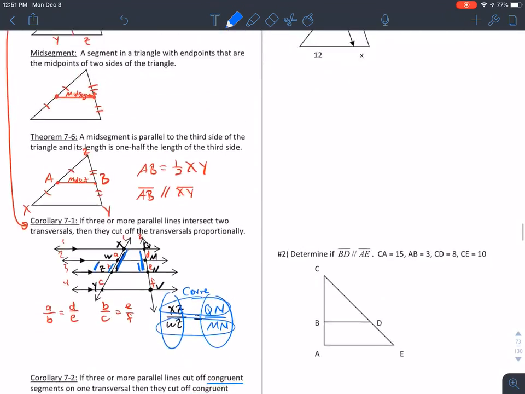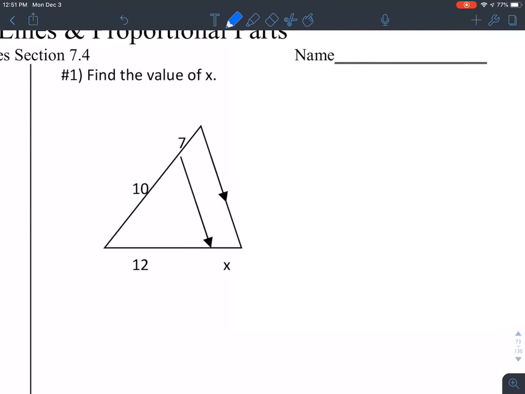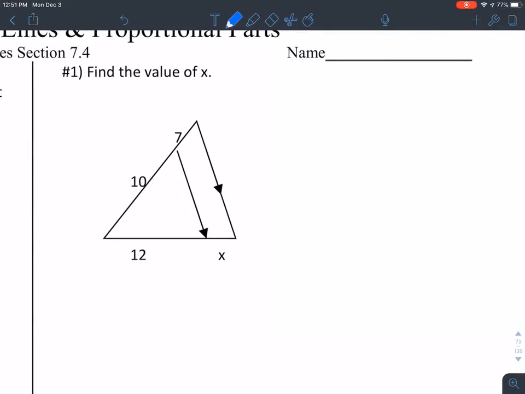Let's check out some examples. Number one, find the value of x. Well, if I use the triangle proportionality theorem, here's what that tells me. A line that intersects two sides of a triangle in two distinct points, so that's this one here, is parallel to the third side, which the picture shows. Then it says if and only if. So if it's parallel to the third side, then these sides, which is this, this, this, and this, are separated into proportional segments.